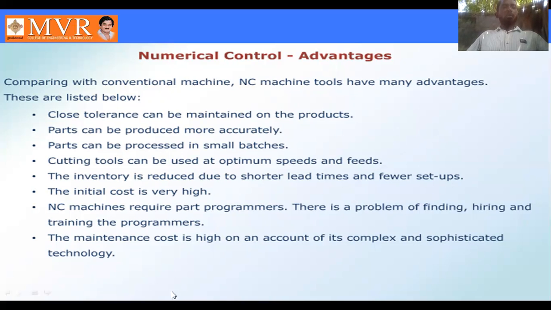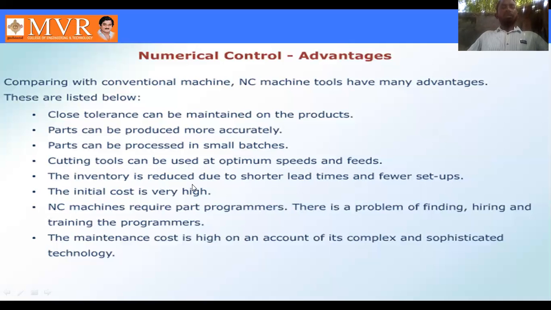Parts can be processed in small batches. Based on the production, they are divided into batches, small batches and big batches. So the parts can be produced in small batches, that is the main reason here. Cutting tool can be used at optimum speed and feeds. That is the point.